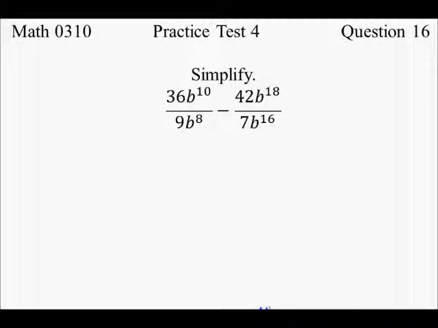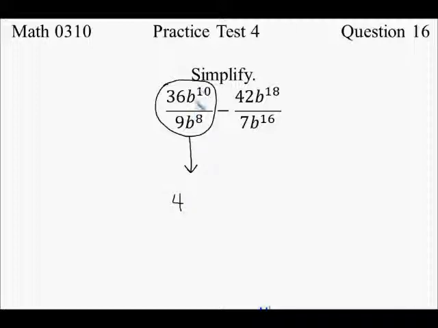Question 16 says simplify. So we have the expression 36b to the 10th over 9b to the 8th minus 42b to the 18th power over 7b to the 16th power. So first let's look at simplifying each rational expression here. I want to look at simplifying this rational expression first, and we can just simplify it by looking at its individual parts. So first we're going to look at 36 and 9. So 36 divided by 9, in other words, is going to just give us 4.